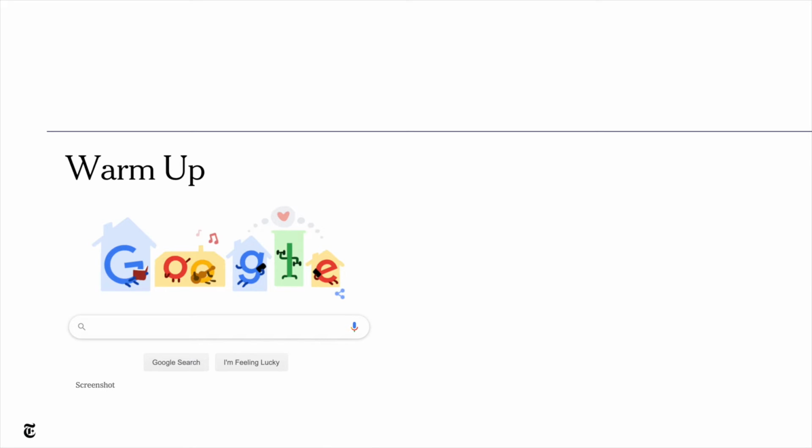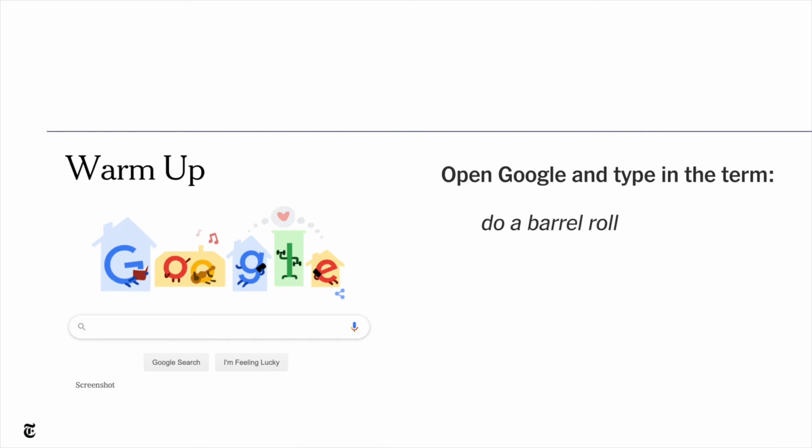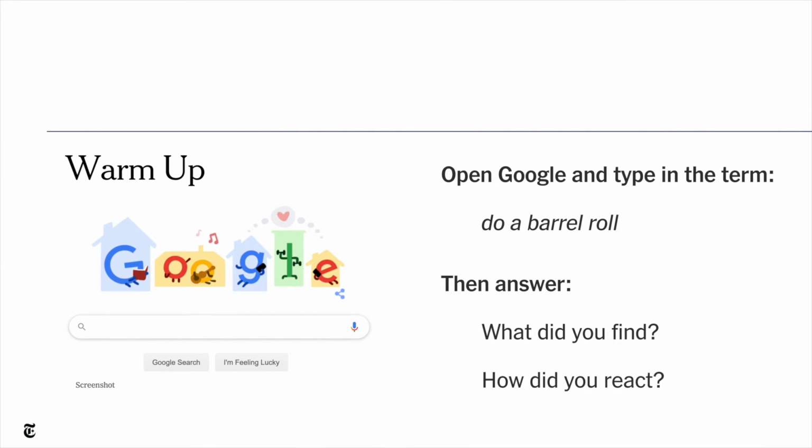So I would like all of you to do this with me. I want you to open up a new tab in Google or a new browser window. Just make sure not to click out of this one. And go to Google. And I want you to search "do a barrel roll." And then once you do that, go ahead and type into the group chat, what did you find? And how did you react to that?